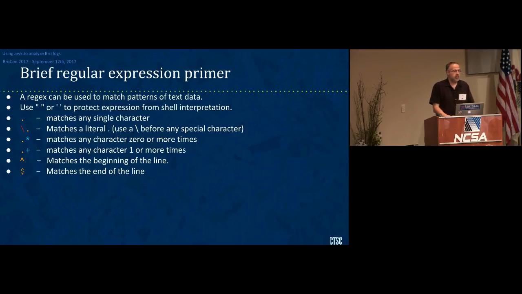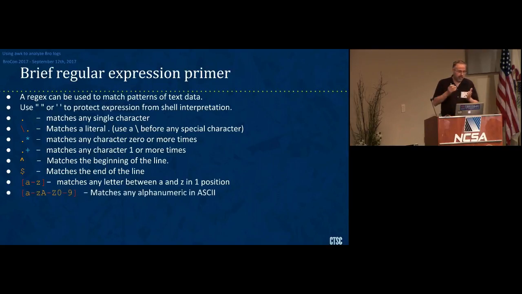When I say line, if you're working in awk, it also could mean the actual string value. So if I say $3 tilde and then use the hat and the dollar, then that's going to match just that string value for the third column, not the entire line of the Bro log record. And then you can use character classes, like if you want to say match any character A through Z, you can put them in square brackets. You can have multiple different ranges, so upper and lower case letters A through Z and 0 through 9.